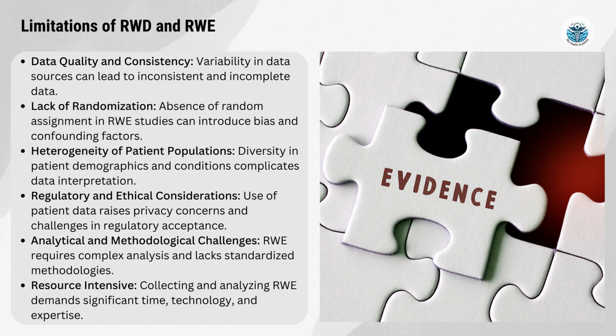Another critical aspect is the lack of randomization in real-world evidence studies. Unlike the controlled environment of randomized trials, real-world evidence does not typically involve random assignment of treatments. This absence of randomization can introduce selection bias and confounding factors, making it more challenging to establish a clear cause and effect relationship between the treatment and its outcomes.